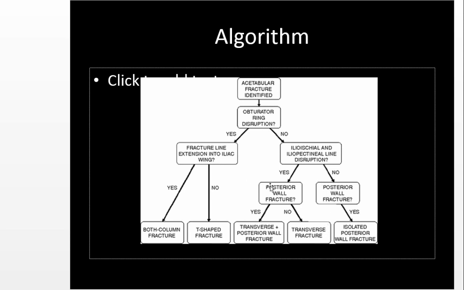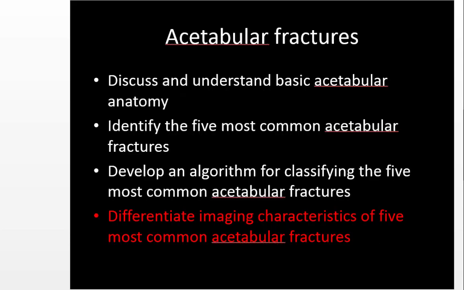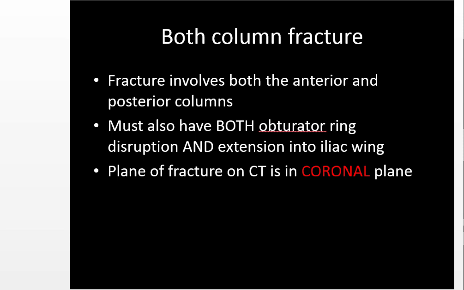Okay, so this algorithm is very important when we're classifying acetabular fractures. Again, the ilioischial and iliopectineal lines are disrupted in 4 of these types of fractures, right? But you really have to use the algorithm sequentially to come to these 5 different diagnoses. So let's talk about the imaging characteristics of these 5 types of acetabular fractures.